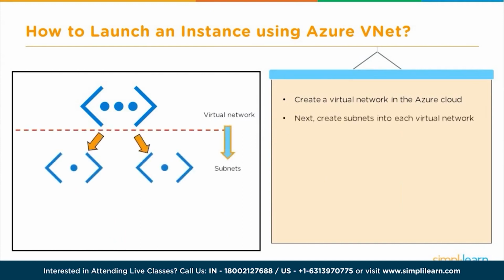Then you have to create subnets into each virtual network, which is kind of a subset of a virtual network. So you can create one as a public subnet, the other one as a private subnet, for example. Now you have to assign instances.